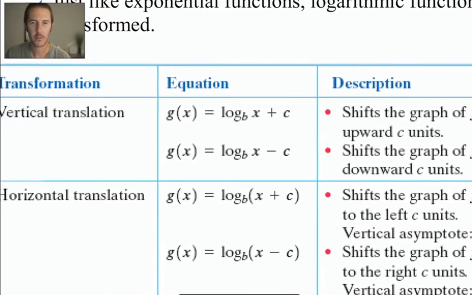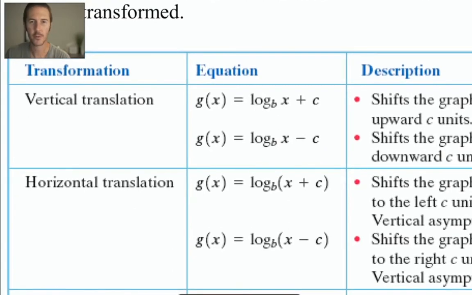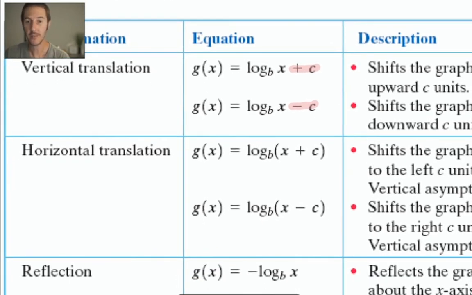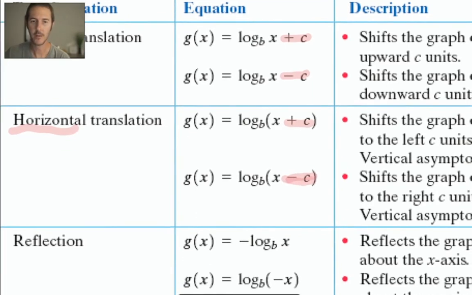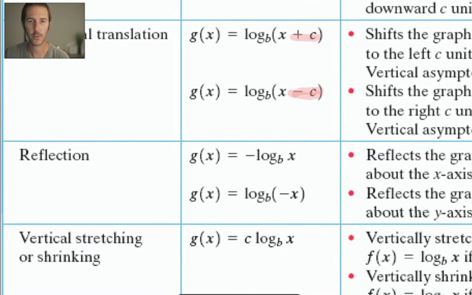So let's get this column in here too. For a vertical translation, if we're adding something to the outside, it goes up. If we subtract something, it goes down, as you would think. Now, if you make those same kind of modifications inside the function, here you're adding something, it's going to move in the horizontal direction, but it's going to go in the negative horizontal direction. So be careful. You're adding something, but it's moving to the left. Or if you subtract something, it ends up moving to the right. So it's kind of backwards or counterintuitive.